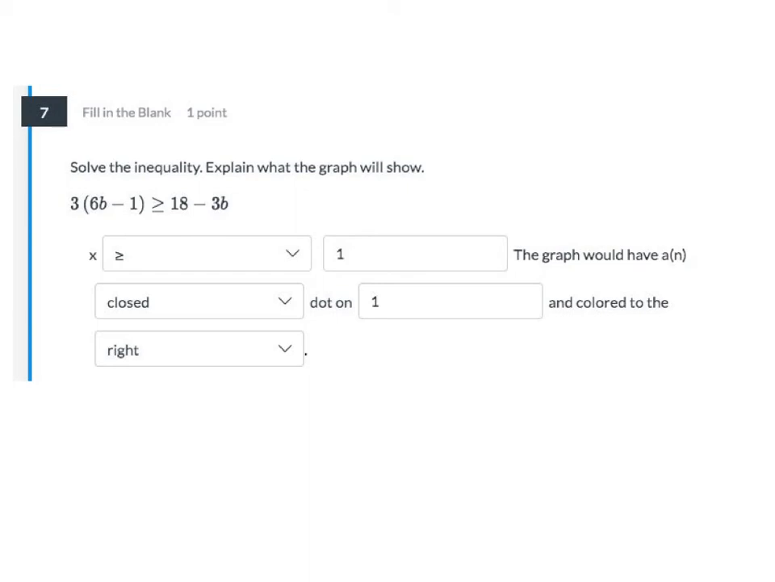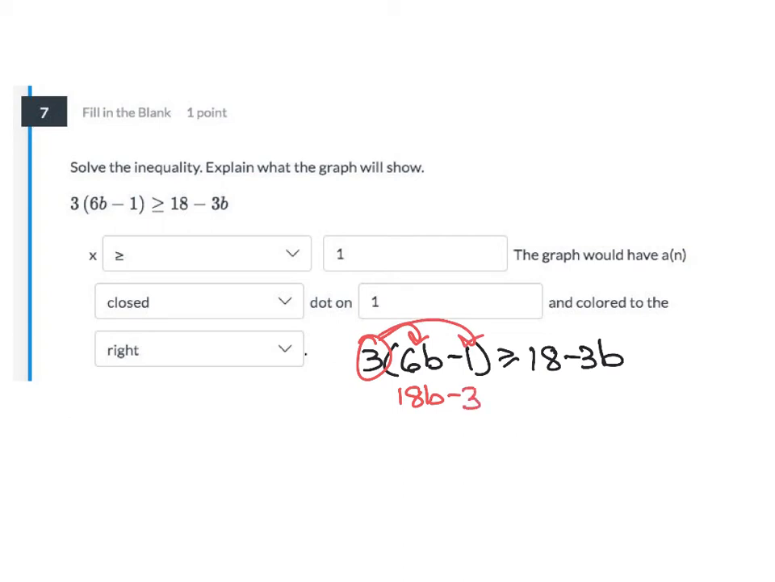All right, let's go ahead and solve number 7. I'm going to write it down on the bottom. So we have 3 times (6b minus 1) greater than or equal to 18 minus 3b. First thing, we're going to do the distributive property. We're going to multiply in our 3. 3 times 6b is 18b. 3 times -1 is -3.